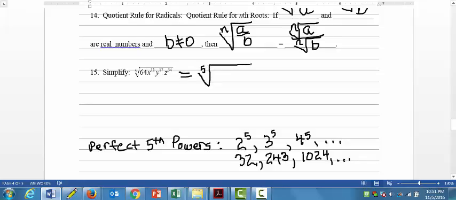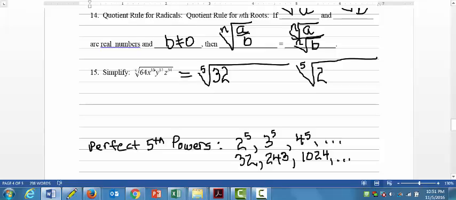And we want to rewrite 64 as one of the numbers on this list, if possible, and some other number. Well, 32 times 2 is 64, and 32 is on my list. That goes in my first radical. I put all my perfect fifth powers in the first radical.